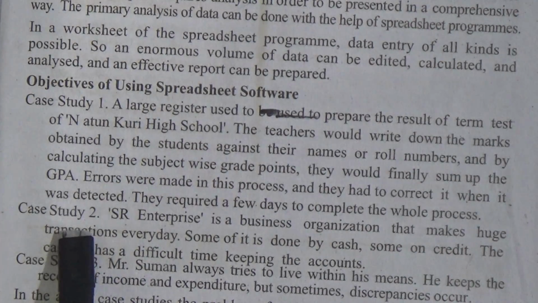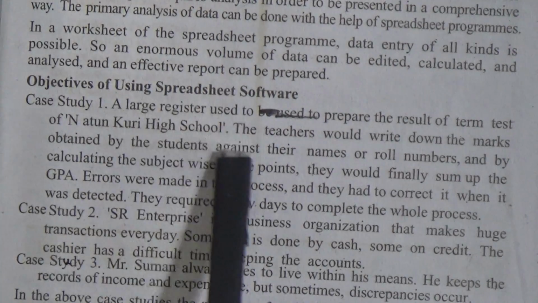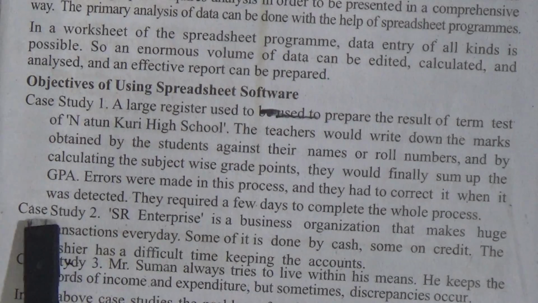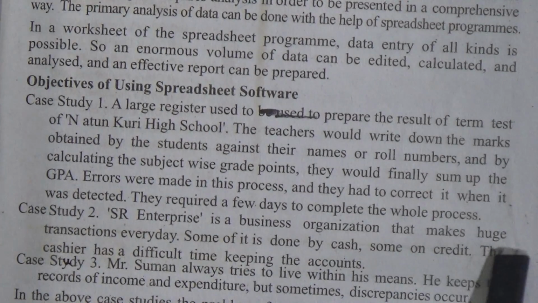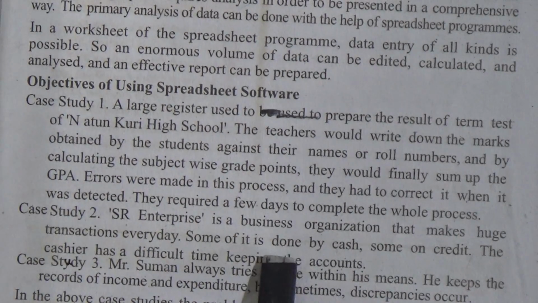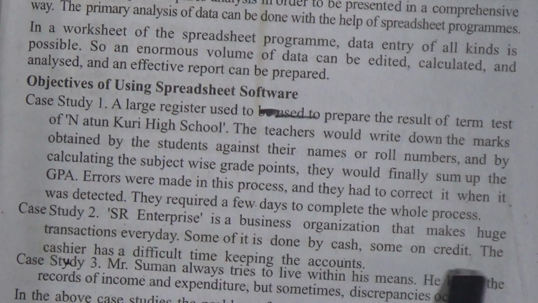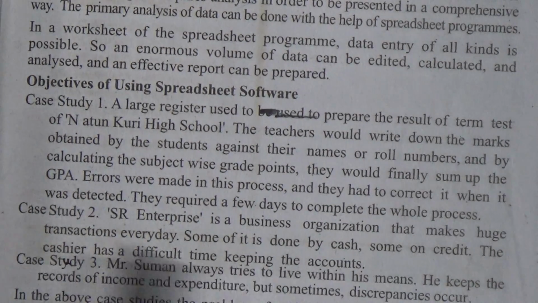Then case study 2, SR Enterprise. The first one was Notunkuri High School. The second study is SR Enterprise. This is a business organization that makes huge transactions every day. Some of it is done by cash, some on credit. The cashier has a difficult time keeping the accounts.